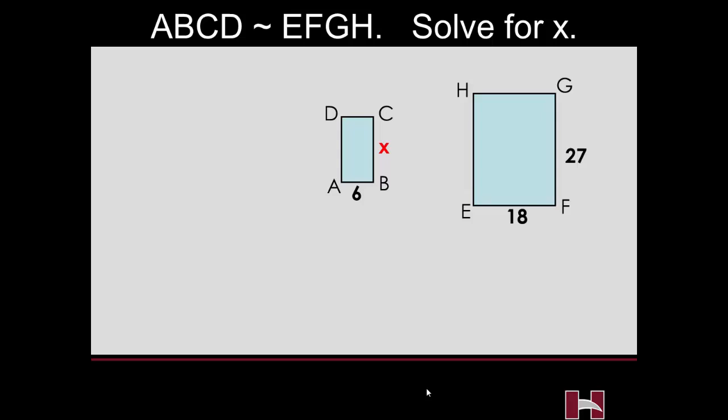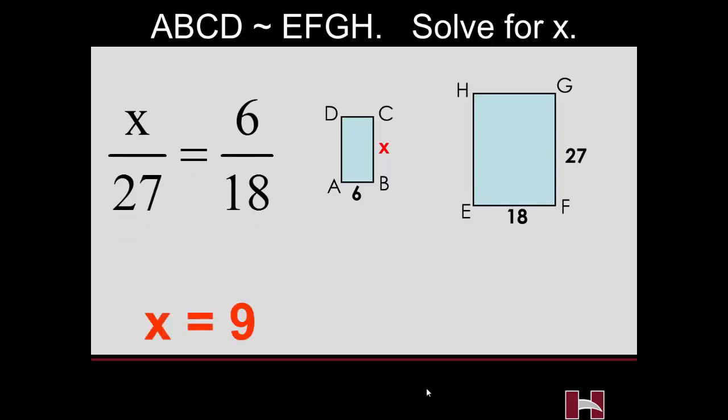If I choose x, I could match it up with 27, then I have to go back and get 6 and match it up with 18. Or you could stay within the same shape and go x over 6 is equal to 27 over 18. If you are consistent with the way that you set it up, you'll still get the same answer.